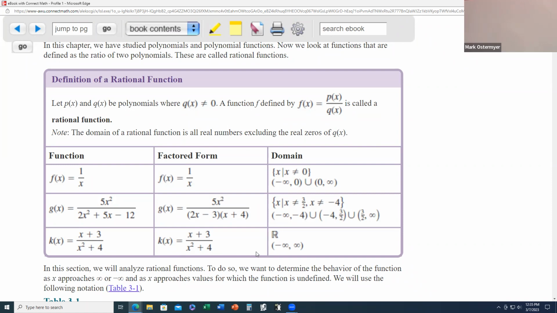And for that reason, the domain for this rational function is all real numbers. In other words, it is defined for all real numbers. Okay. Any questions about the domains of those rational functions here? So it's when the denominator is 0 that a rational function is undefined.